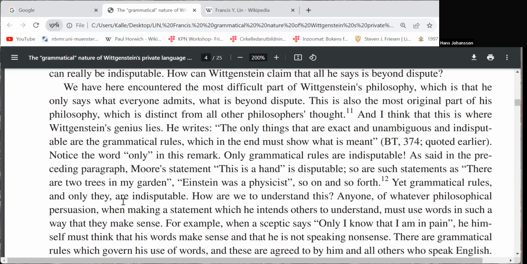As I said in the preceding paragraph, Moore's statement, "This is a hand," is disputable. And so are such statements as, "There are 2 trees in my garden." Einstein was a physicist. And so on and so forth. Yet grammatical rules, and only they, are indisputable. How are we to understand this?